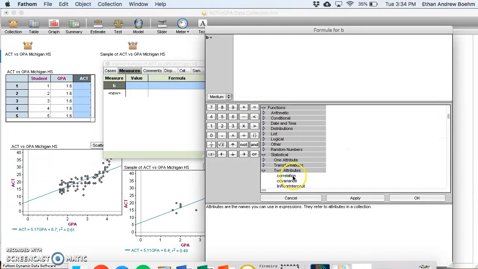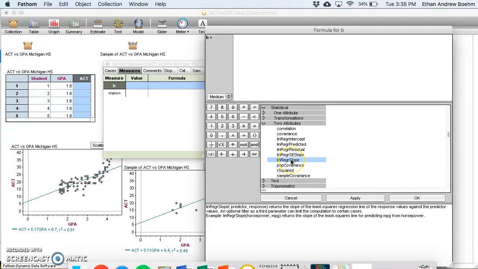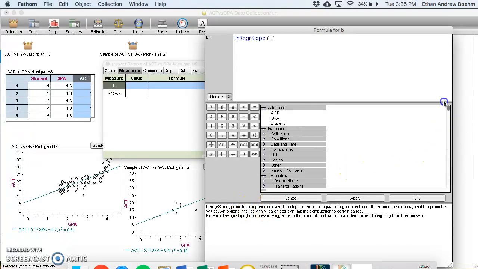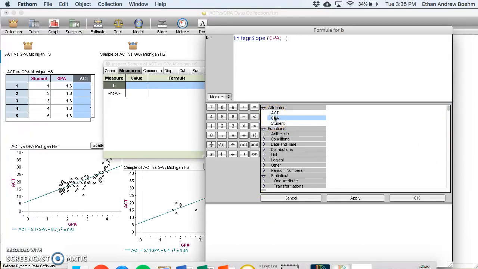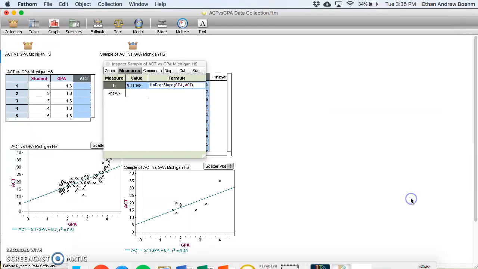Now, in Fathom, it has a formula. I can just go down to statistical, 2 attributes, and it looks like linear regression slope. It tells me that I need to use the predictor, comma, response. The easiest way to do that is just to scroll up and double click. I'm using GPA to predict ACT. I'm going to apply it. Yep, and I can see that 5.11 is measured there.